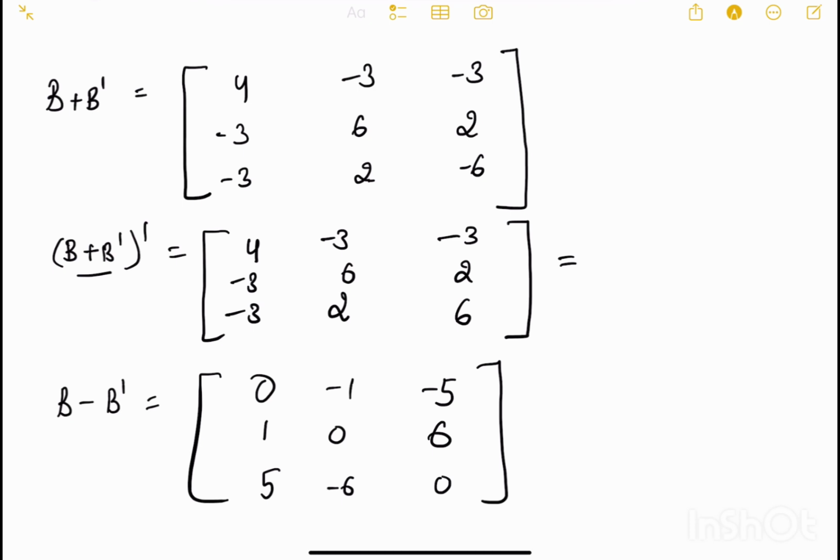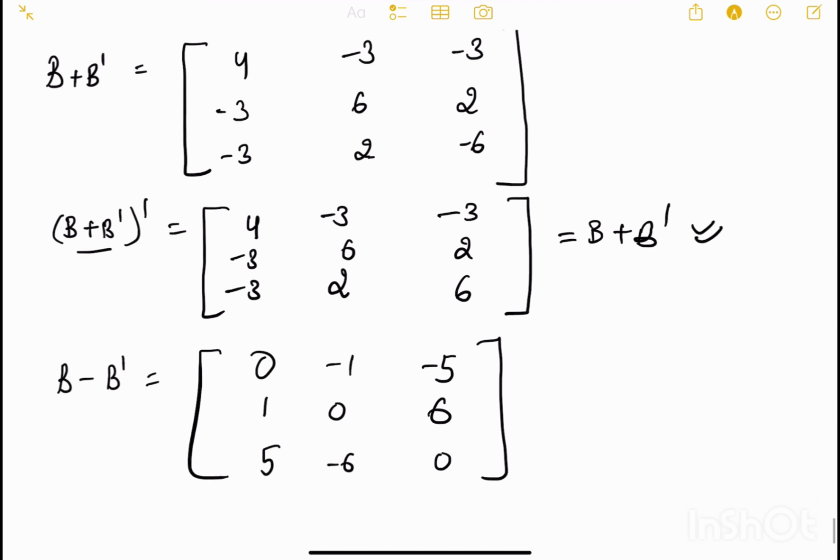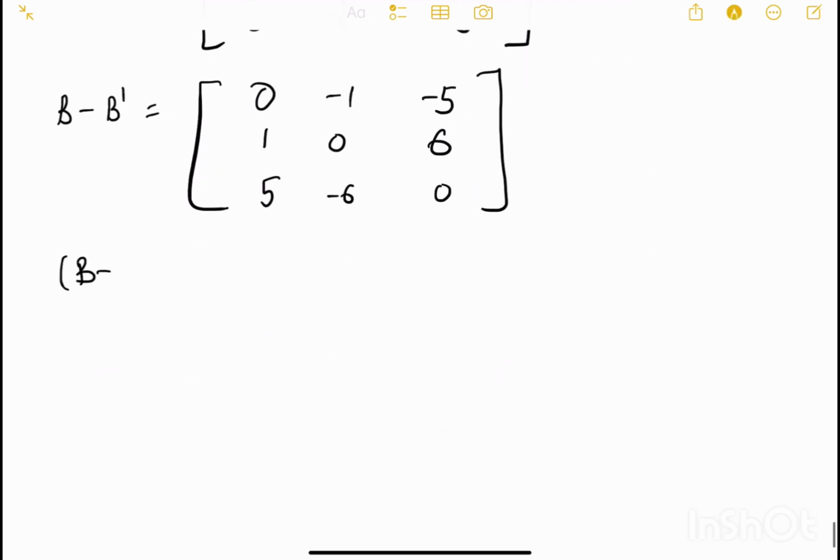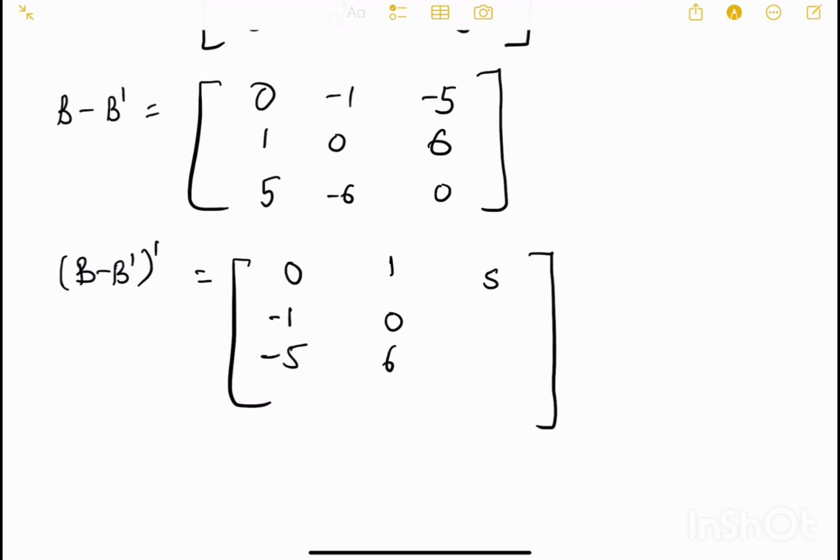So you can see that this is nothing but my B plus B dash. Hence, this portion is symmetric. It is proved. Now, what about this B minus B dash? Again, we will find the transpose of this matrix: 0, minus 1, minus 5; 1, 0, 6; 5, minus 6, and 0. Now, you can observe that this is nothing but B minus B dash with a negative sign. Hence, this is skew symmetric.